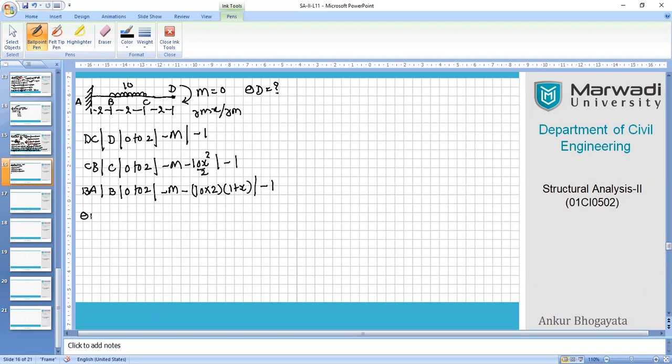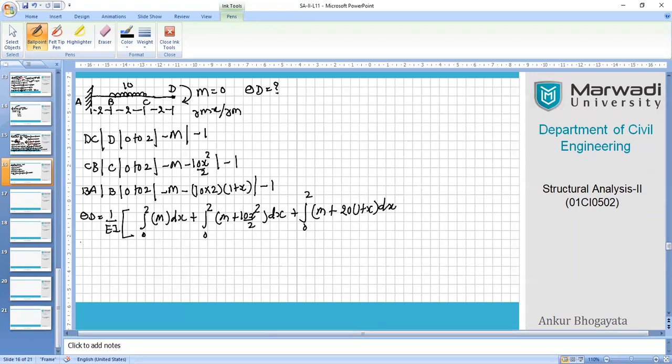Theta D equals to, take 1 upon EI constant over here, and then let's join everything together. 0 to 2 meters, that is m dx, plus 0 to 2 meters, m plus 10x square by 2, that is dx, plus 0 to 2 meters, finally m plus 20 into 1 plus x, and dx.